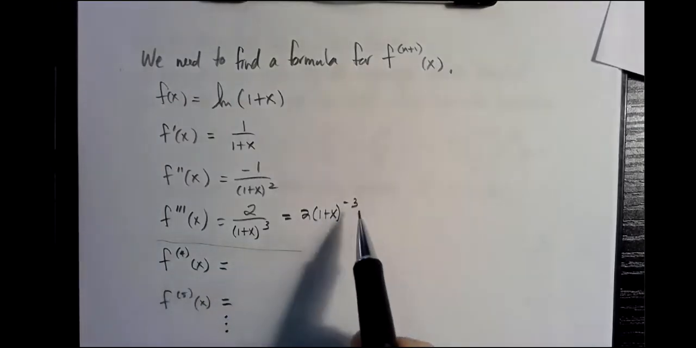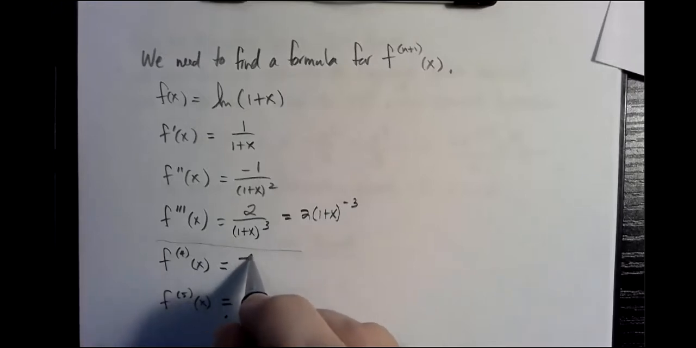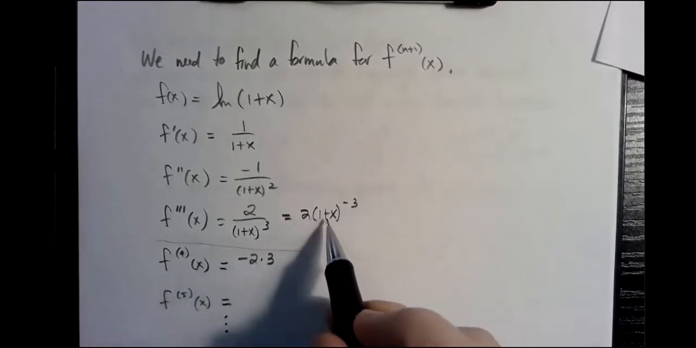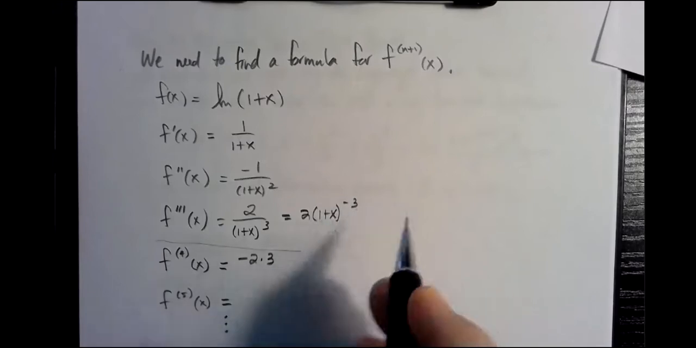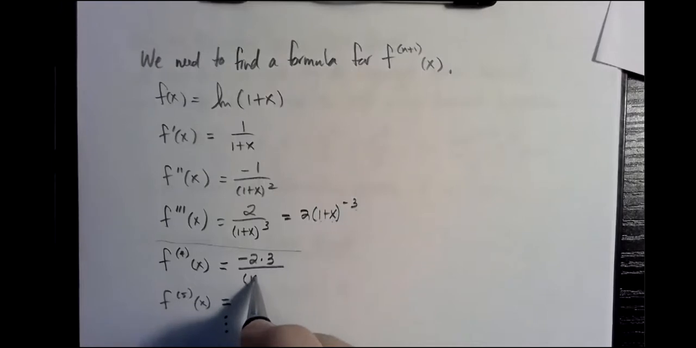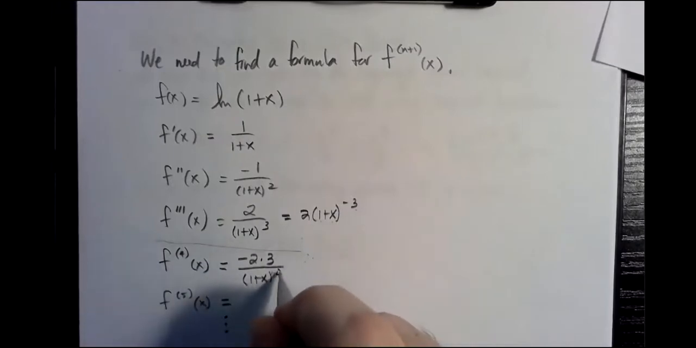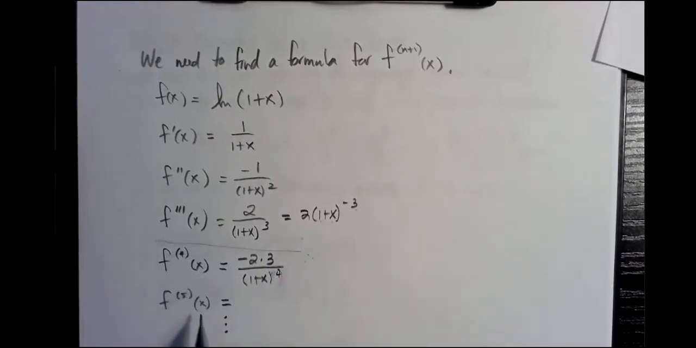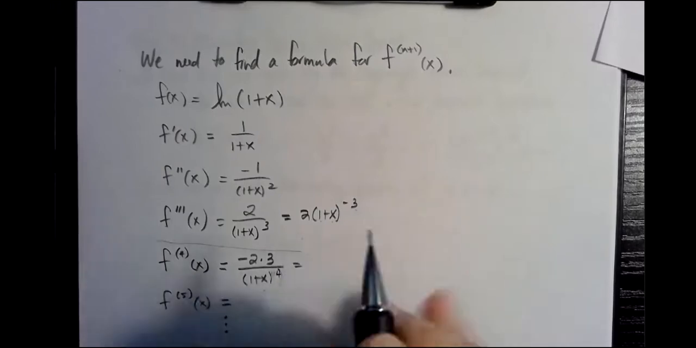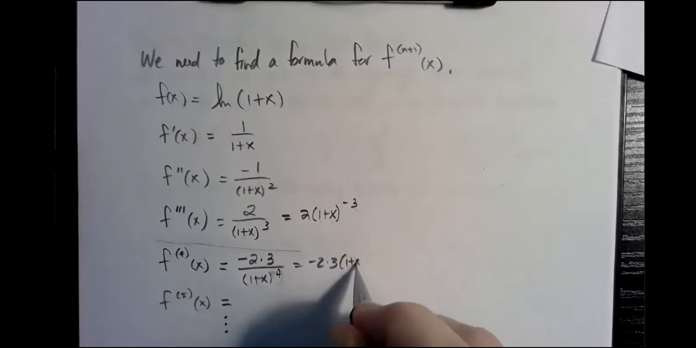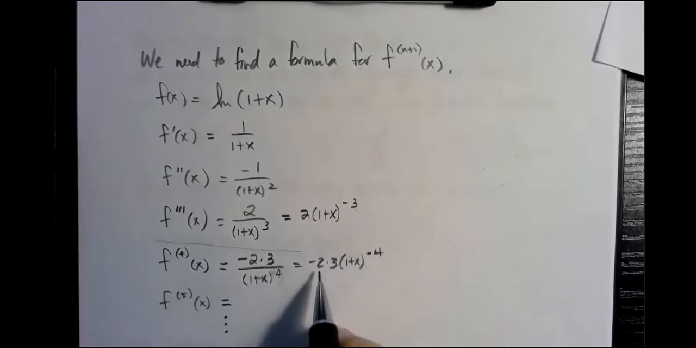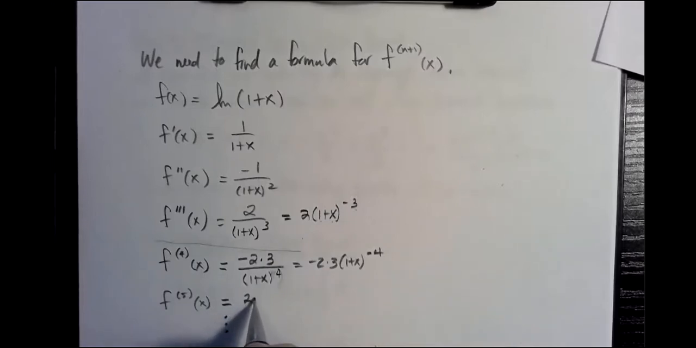When we want the fourth derivative, negative 3 times 2, or negative 2 times 3, that's the same thing, times 1 plus x to the negative 4th power, which would then be divided by 1 plus x quantity to the 4th power. If we take the derivative again, it's going to be the same kind of pattern. Negative 4 times negative 2 times 3, which I will write as positive 2 times 3 times 4. The negatives cancel. Divided by, the power here would drop down to negative 5, so this would be 1 plus x to the 5th power.